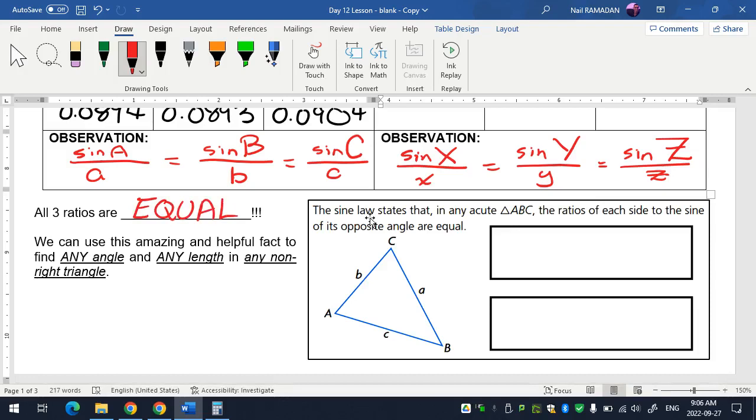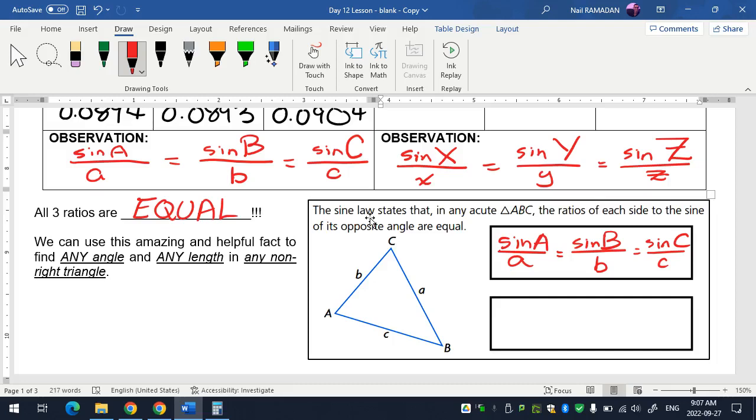Now, everyone, I'm going to show you two ways to write this law. Most of the teachers you will see will write it this way: capital A, capital B, capital C, faces small a, small b, small c. So most teachers will write: sine A over a equals sine B over b equals sine capital C over small c. There's another way to write this. It's not as common, but it's exactly the same idea.